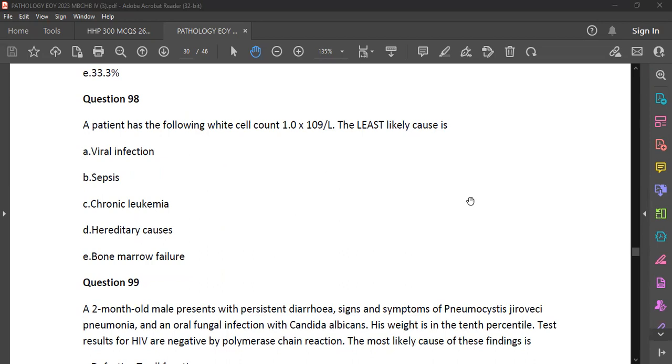Right, a patient has the following white blood cells: 1 times 10 to the 9 per liter. Which is the least likely cause of the disease? Remember yesterday Nate explained to us that the white blood cell values are going to be 4 to 11, or sometimes within our setup 3.5 to 10. So what we're having here is a leukopenia, a low white blood cell count. So which is the least likely cause for this type of setup? Someone can tell me this one.